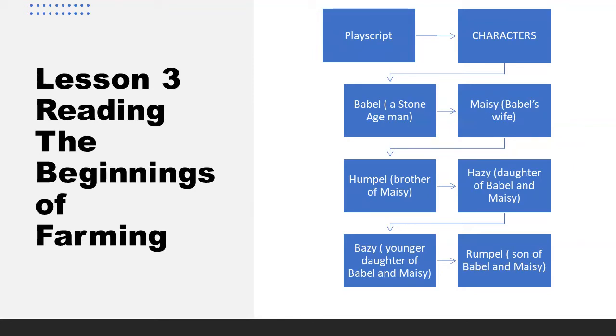Humple, Hazy, Busy, and Trumple. These are children of Babel and Macy. So in the Stone Age there was no idea of farming. This story is about how farming began.